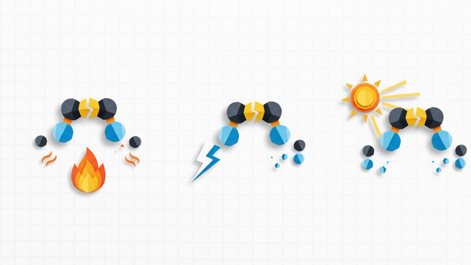If you use heat, it's called thermal decomposition. If you use electricity, like when you split water into hydrogen and oxygen, it's called electrolytic decomposition. And if you use light, it's photolytic decomposition.